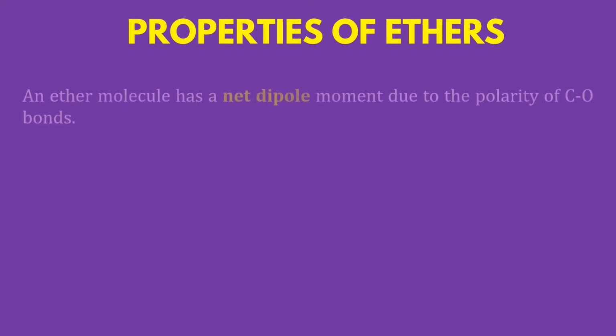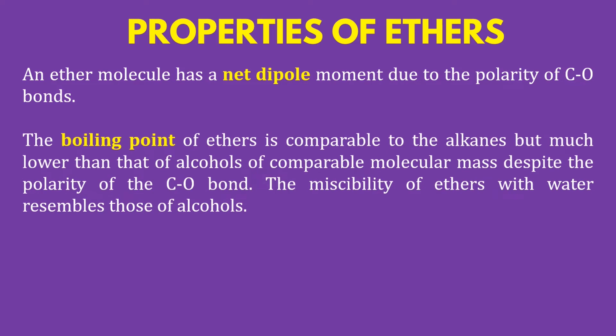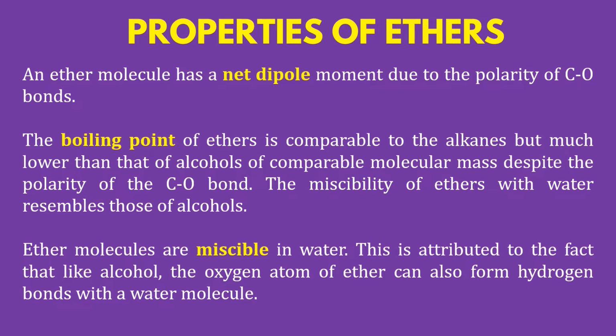Properties of ethers. An ether molecule has a net dipole moment due to the polarity of carbon-oxygen bonds. The boiling point of ethers is comparable to the alkanes but much lower than that of alcohols of comparable molecular mass despite the polarity of the carbon-oxygen bond. This miscibility of ethers with water resembles those of alcohols. And ether molecules are miscible in water. This is attributed to the fact that, like alcohol, the oxygen atom of ether can also form hydrogen bonds with a water molecule.